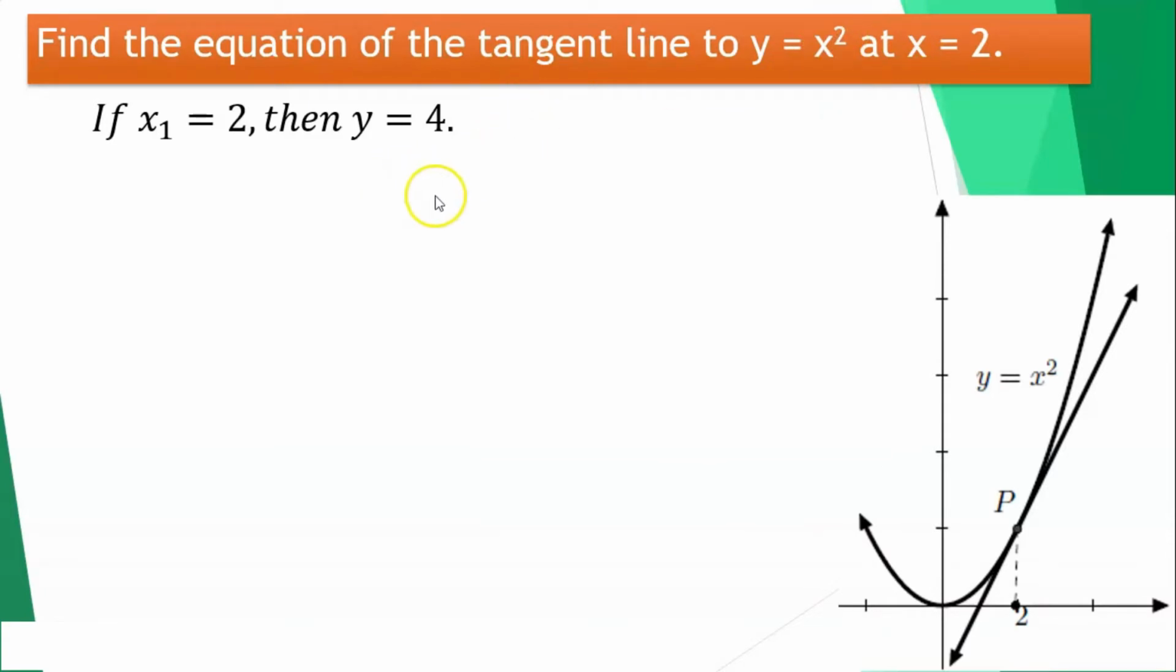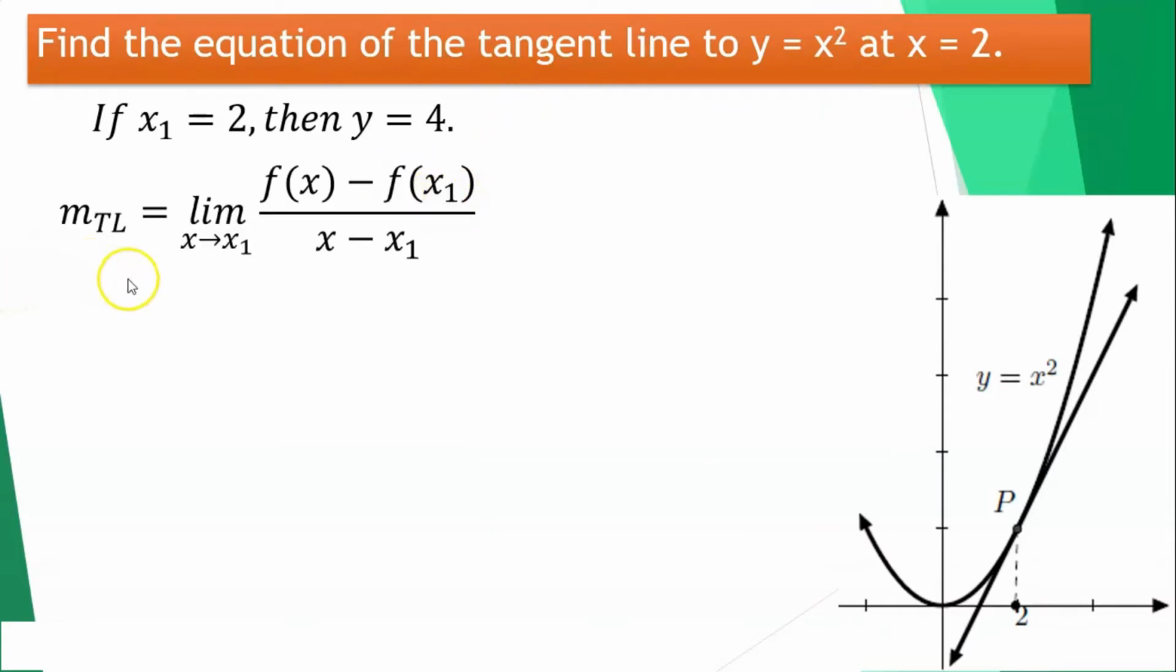Eventually, you will get 4. Now, getting the slope of the tangent line. So having this, let's substitute. Our f of x is x squared. Now, if our x is 2, our f of 2 is 4, then over x minus 2 as x approaches 2. So take note, we cannot substitute 2 right away.